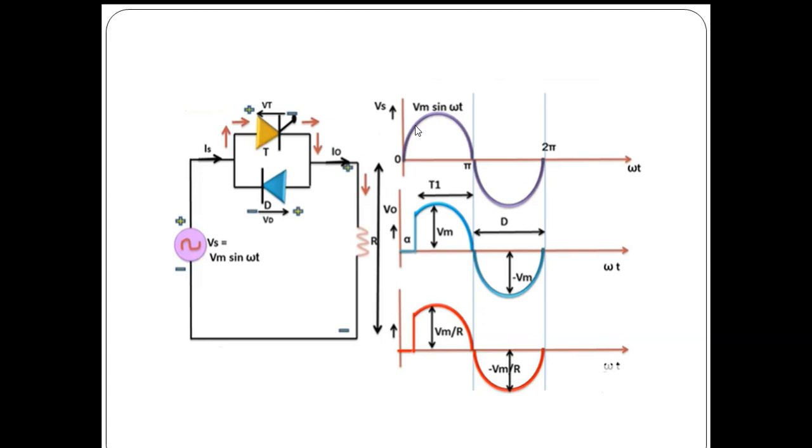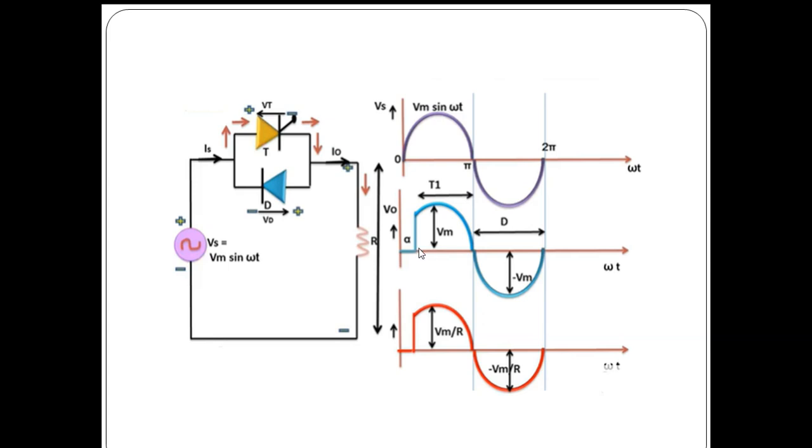When the supply is in the positive half cycle, this plus appears across the P layer of the thyristor, and it is in forward blocking mode. This plus appears across the N type layer of the diode, so the diode will be off. The thyristor is in forward blocking mode, so there is no conduction of the thyristor, no current in the circuit, and so no output. V naught is 0.